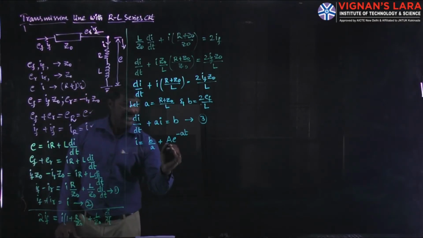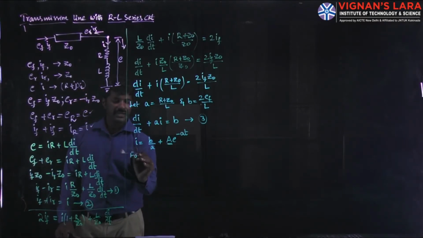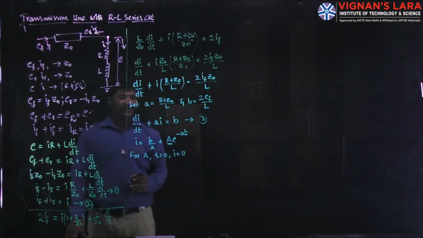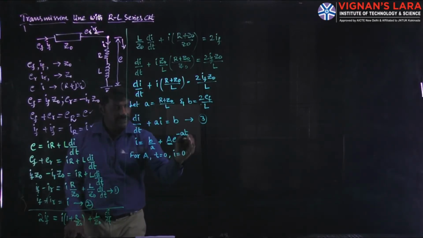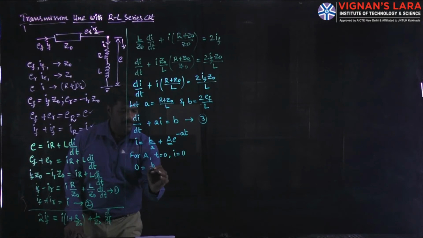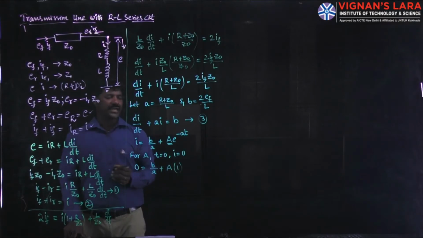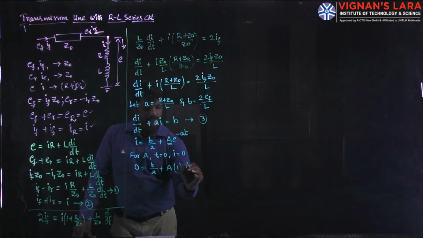To get this constant capital A, use initial conditions. What are the initial conditions? At the time instant t is equal to 0, we know that the magnitude of the current was 0. Substituting this, we get the value of capital A. On substituting t is equal to 0, as I is equal to 0, 0 is equal to B by A plus A into e to the power minus 0. E to the power minus 0 can be written as 1. Thereby, capital A is equal to minus B by A.